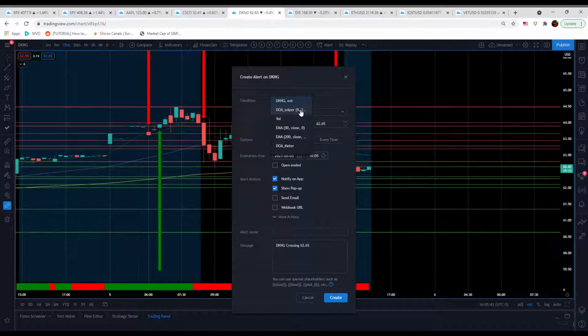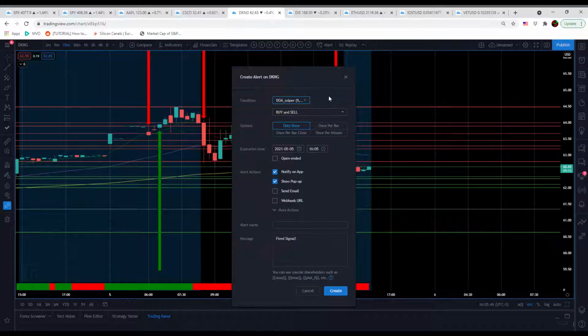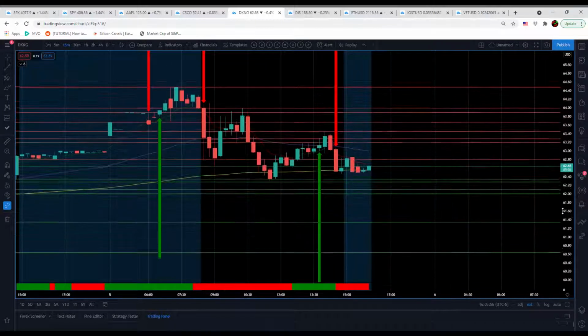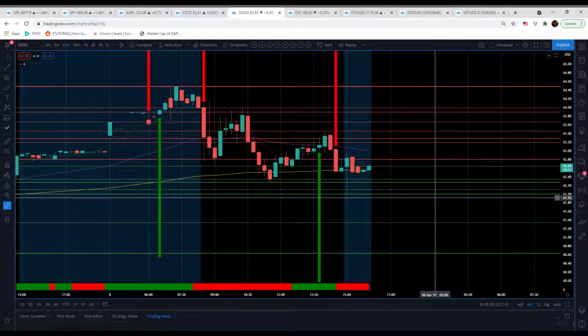Change the condition to DOA sniper. I was trying to actually make sure it's on the chart though. Make sure the sniper is on the chart so you can register it. Yeah, make sure it's okay. Yes, so I'm just not showing up on the chart.